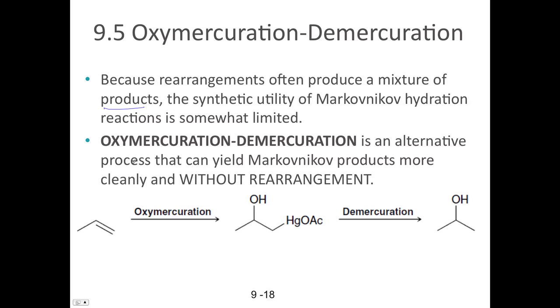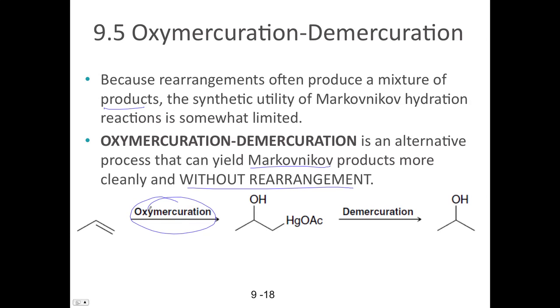So what do we do here if we want to have some Markovnikov without rearrangement? We use oxymercuration, demercuration. That means we add something with a mercury and an oxygen in it, and then we remove that thing with the mercury in it, because we don't want the mercury incorporated into our final product. It's pretty not so wonderful. So the first step here is oxymercuration, demercuration.